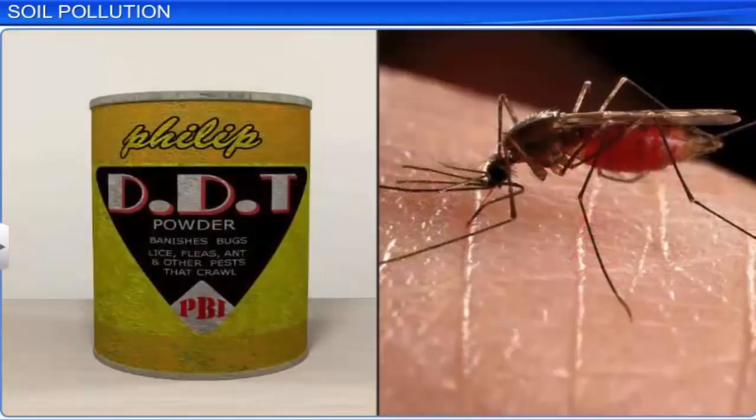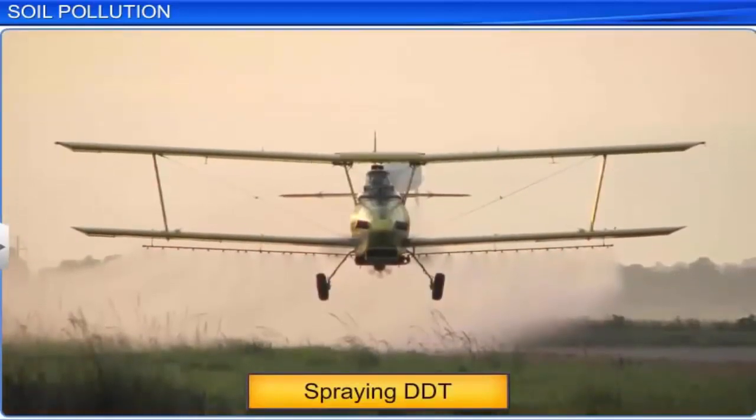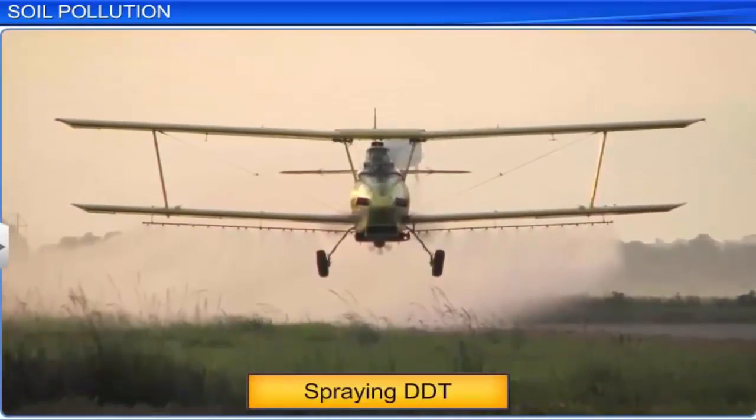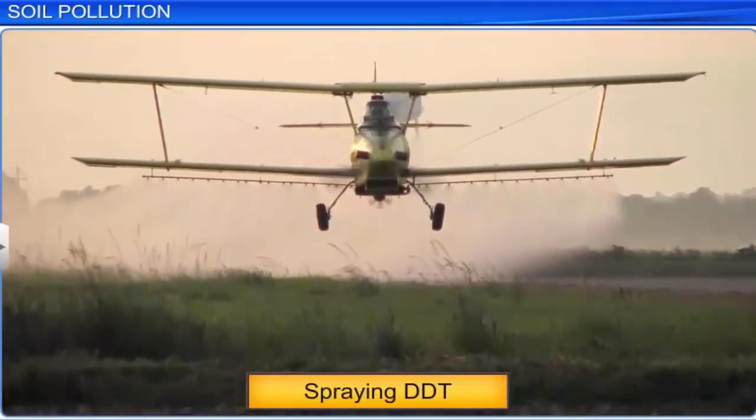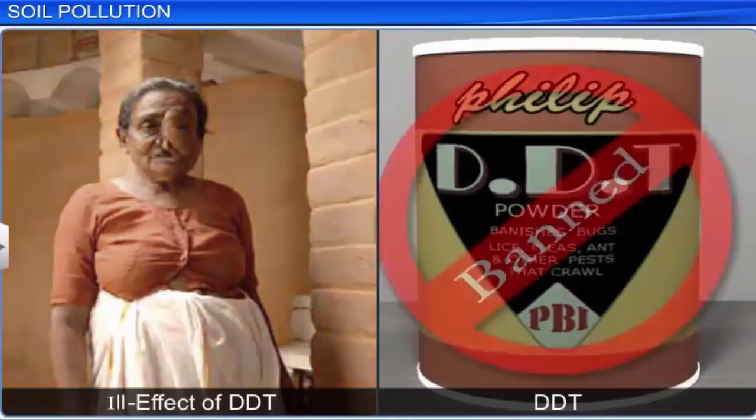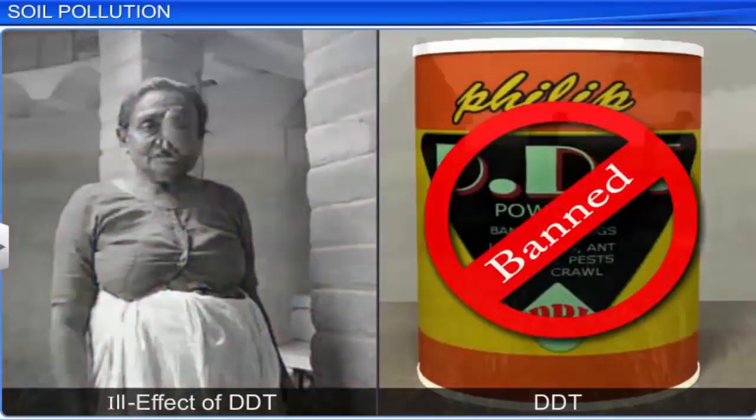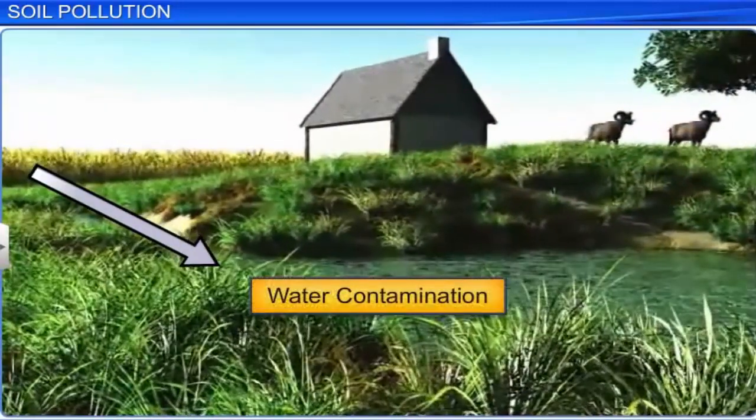DDT was found to be a great disease control tool during World War II. After the war, it was used on a very large scale to control insects, rodents, weeds, and various crop diseases. However, the ill effects of DDT on human health came to light later on. Today, some countries have banned its use. Soil pollution can also lead to water contamination and hence should be treated effectively.